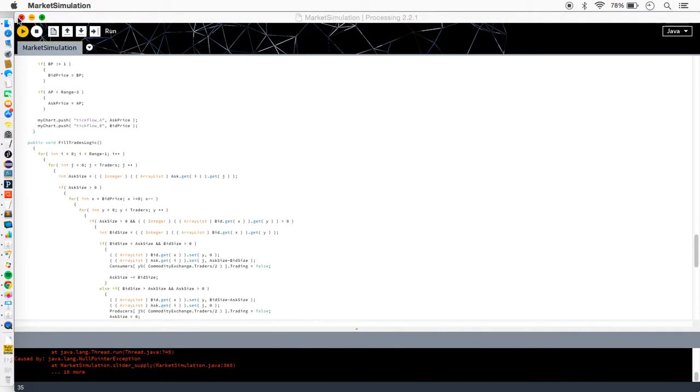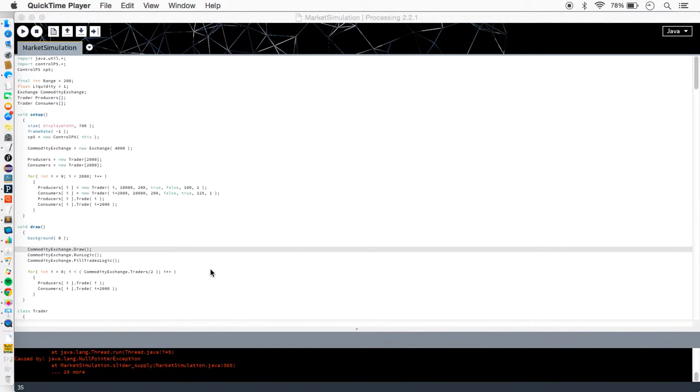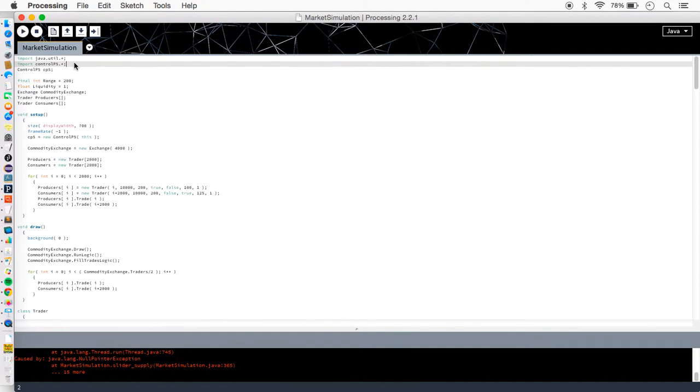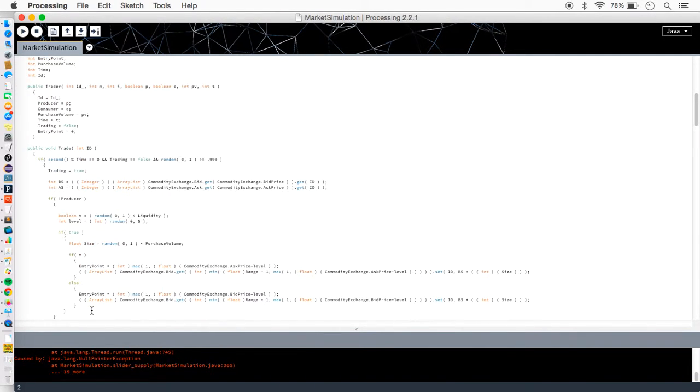I'll show the code real quick, actually. So there's two objects in this short little piece of code I wrote, and I'll leave the code in the description. If you're wanting to run this in Processing, you're going to need ControlP5 for the GUI. But anyways, there's two objects, exchange and trader. So a trader would be somebody who's trading on the exchange, producers and consumers in this case. And then the exchange has the matching engine, and it holds all the trades.